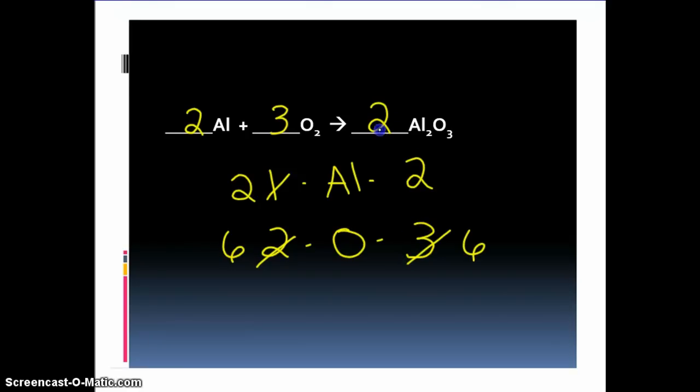But it also changes the aluminum. Now we have 2 times 2 is 4. So now oxygen's good. We've got to go back and fix this aluminum. So instead of a 2 here, we really needed a 4. Okay, so now you have 4 aluminum there. Okay, let's look at another example.